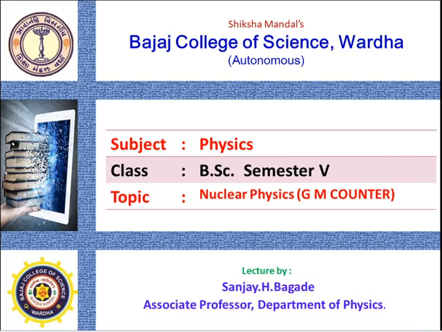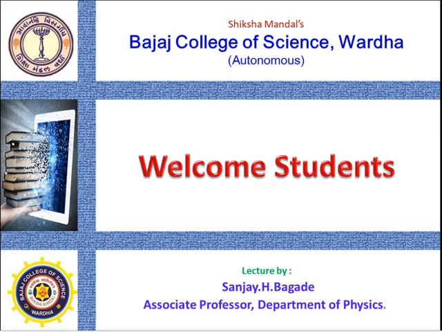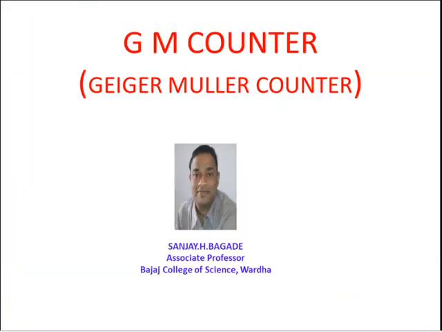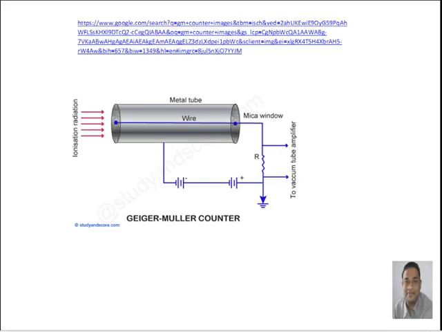The topic of today's discussion is nuclear physics, and in that we are going to see a particle detector. Today's topic is the GM counter, which is also called the Geiger-Müller counter. This particular figure gives you an overview of how a Geiger-Müller counter looks.